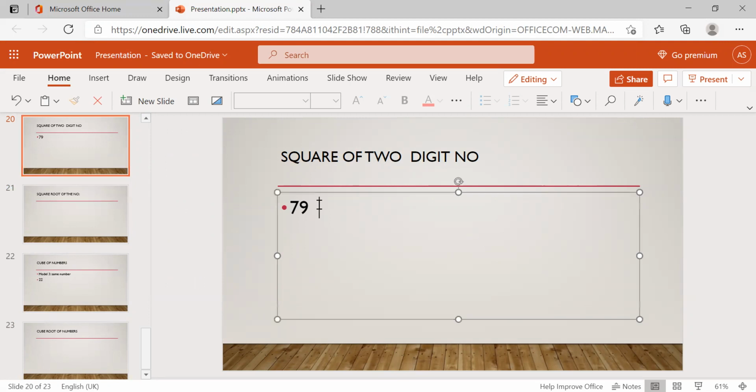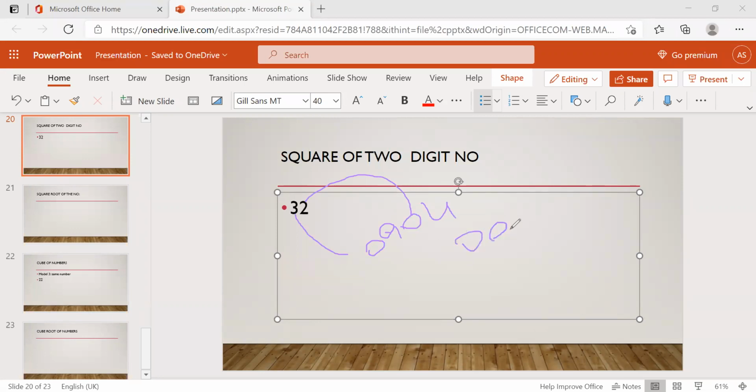Okay, square of the number. Take for example 32. To square that number, what's the first step here? Take the individual squares of the digits of the given number. 3 square is 09, and 2 square is 04. So I'm writing this number as 09, 04. And after that, what will we do?